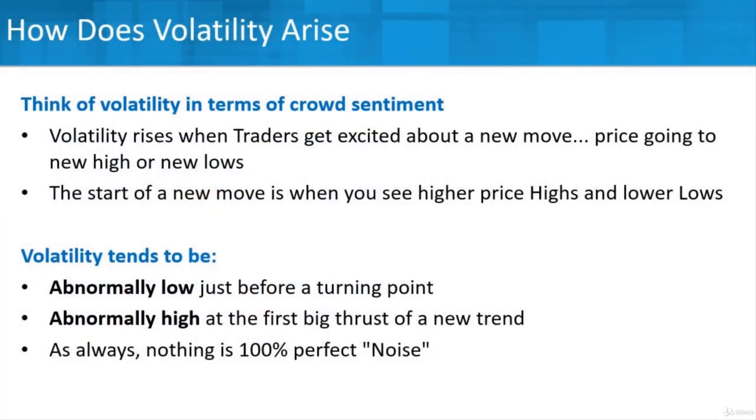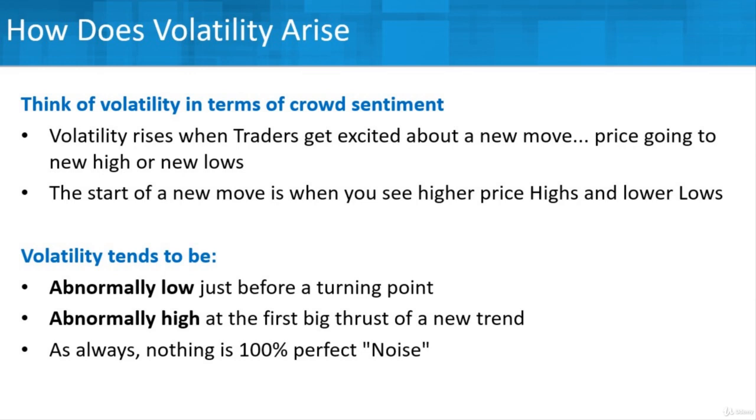So let's think for one second here about how it arises. Where does volatility come from? You can really think of volatility as crowd sentiment, right? So, what does the crowd think? What do the other traders think? Volatility rises when traders get excited about a new move. Maybe it's a new event that caused a new move. There's something in the news that is causing something to happen. And the price starts going up to new highs, or possibly, depending on if it's bad news, might be going to new lows.